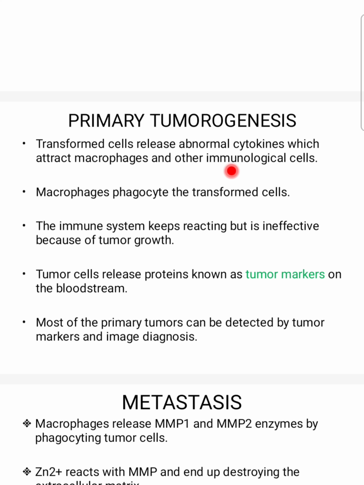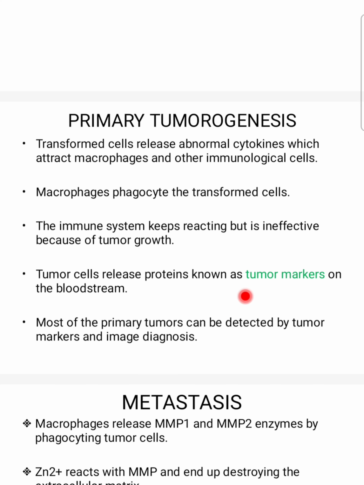These cytokines are low molecular weight signaling molecules which help in communicating between immunological cells. So they attract macrophages and other immunological cells in the body, because macrophages eat up foreign pathogens. They try to destroy the infected cells, anything which is affecting our body. So they phagocytose the transformed cells, and the immune system keeps reacting, but it is ineffective, obviously, because the tumor growth right now is massive.